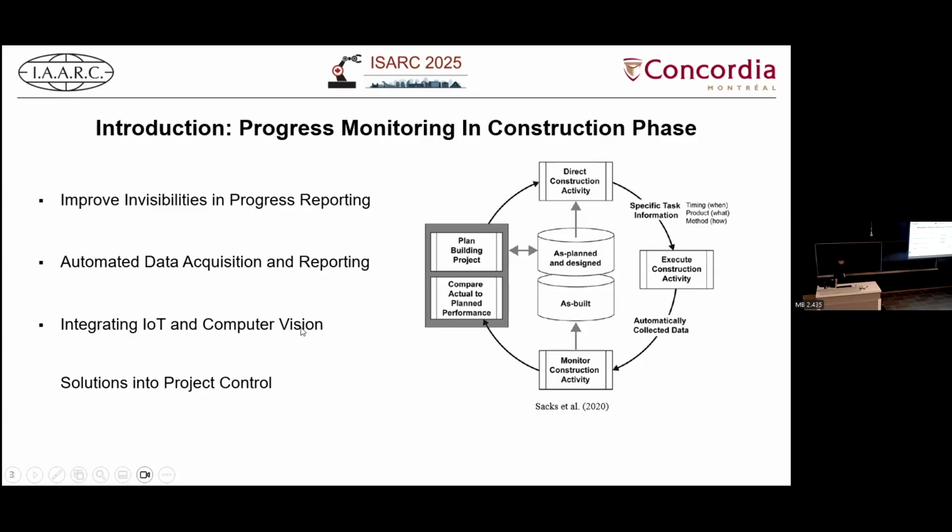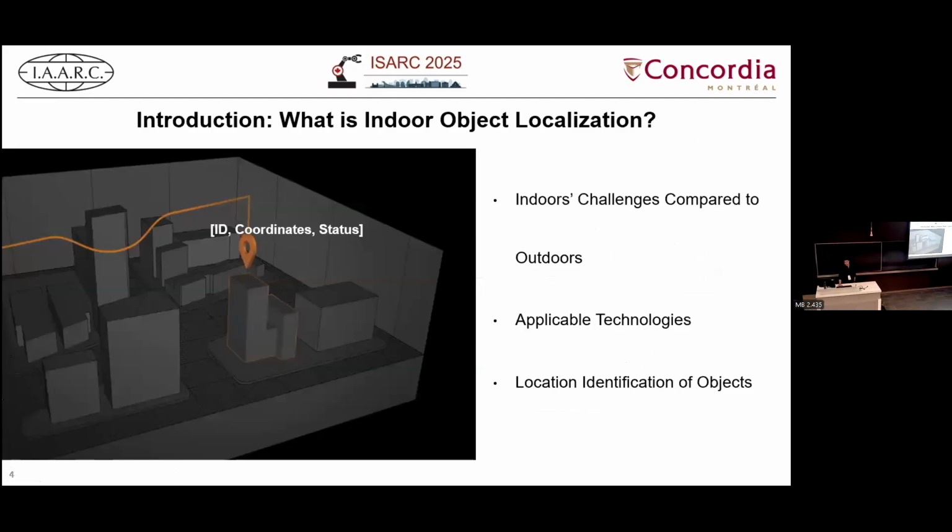This progress monitoring cycle has some benefits. It can help us improve the visibility of the projects by tracking the operations. Also, using technologies, it can help us automate the whole process and have fewer manual tasks to do. And it has a lot of opportunities for integration of IoT, computer vision, and AI in a more systematic way. So in this PhD study, we narrow this topic down to indoor object localization.